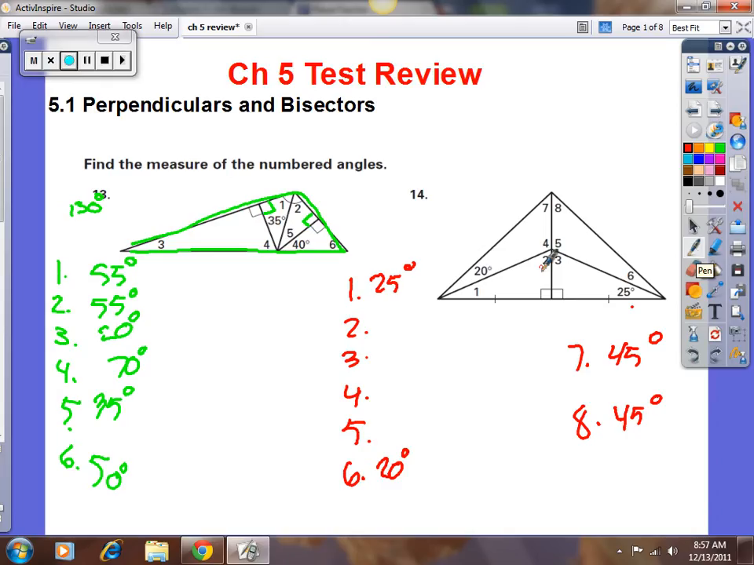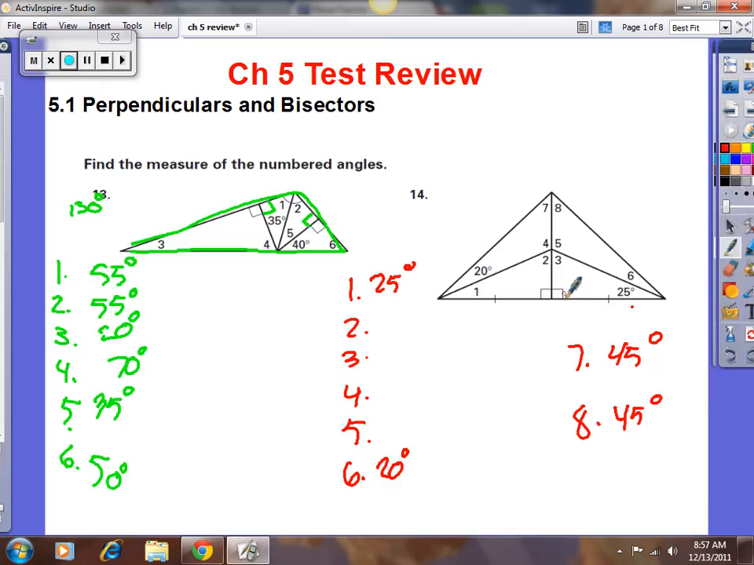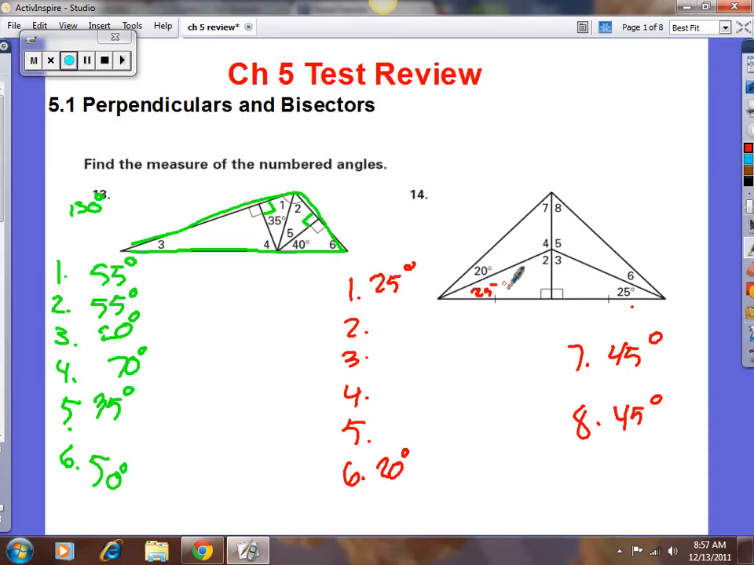You can get 2 and 3 pretty slick, because if this is 25 and this is 90, what's 25 plus 90? What's 180 minus 115? So 65. 3's got to be 65. And what about 4 and 5?